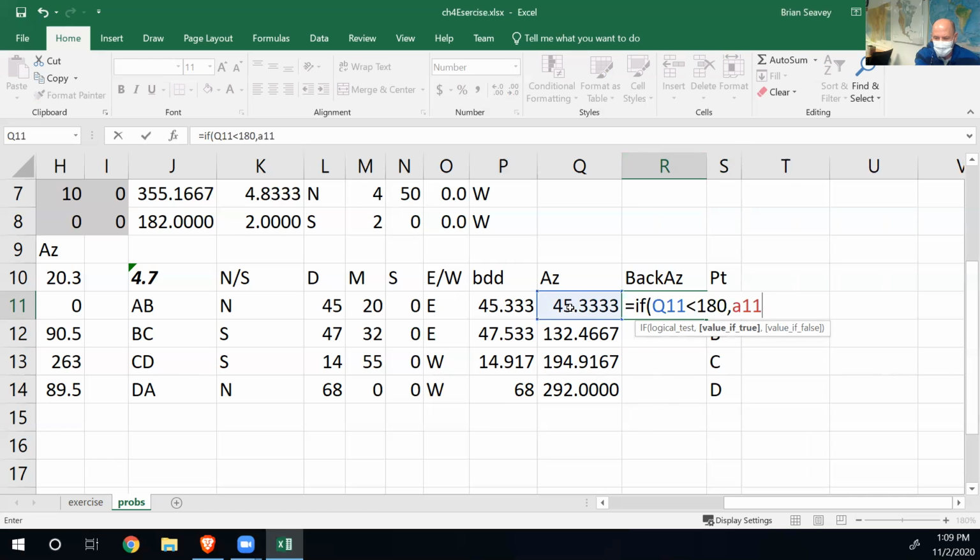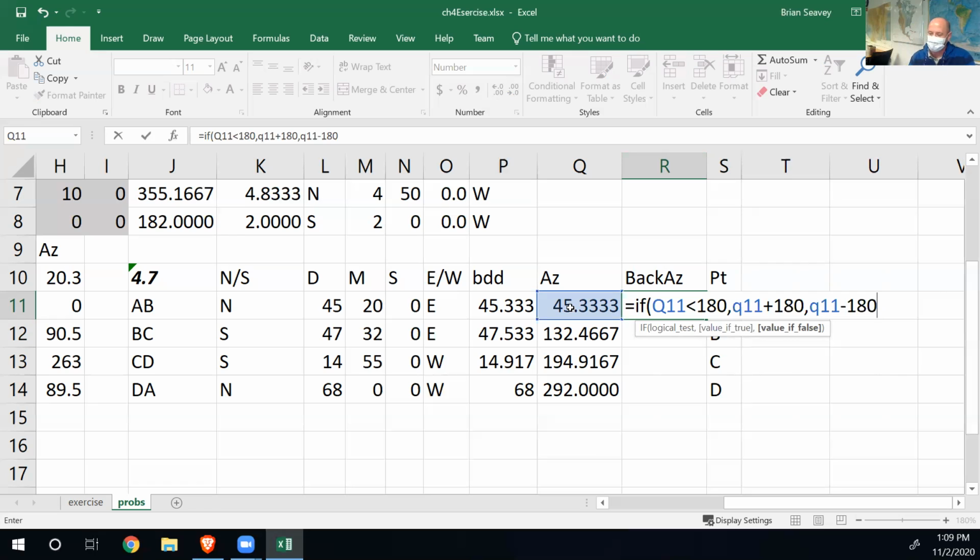So I'll take Q11 plus 180. If it's not less than 180, that means it's more than 180, and I'll take Q11 minus 180, right? I only needed to test it once, right? Because if it goes past 180, I need to go the other way.